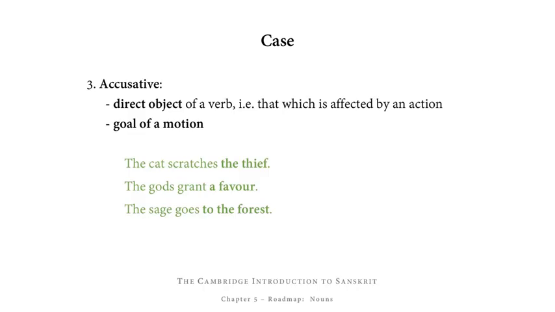The second function of the accusative is to express the goal of a motion. So, for example, in the sentence, the sage goes to the forest. To the forest in a Sanskrit sentence would stand in the accusative because it expresses the direction in which a motion is going or the goal of that motion.